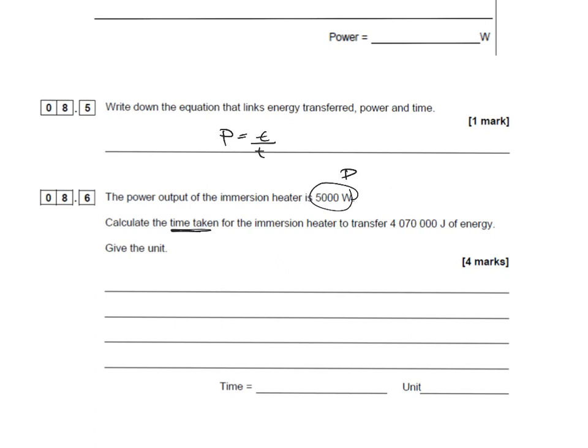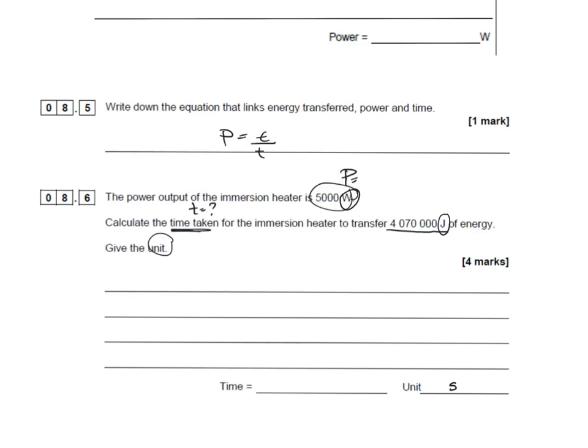So power is this much. Time taken is what I need to calculate for the immersion heater to transfer 4,070,000 joules of energy. Give the unit. Okay, so my first task will be to give the unit, because I know that time taken should be in seconds. Since I'm already given the watts and joules here, I don't need to convert any units like I did before.